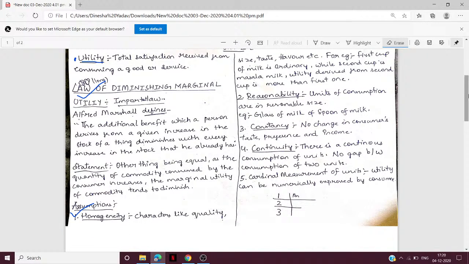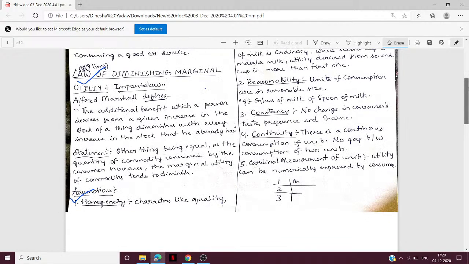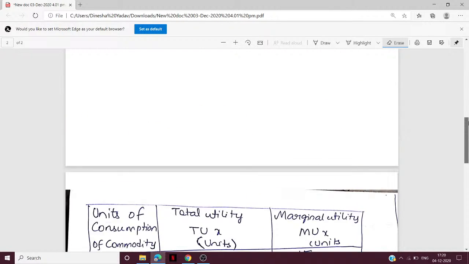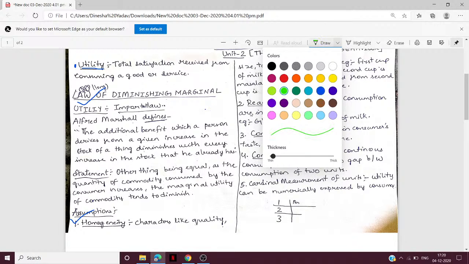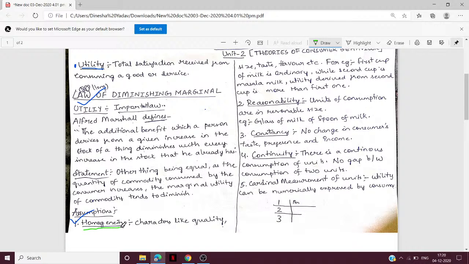See, for the essay, first we should write the definition. Next is the statement. After that, you should write assumptions. For assumptions, I have given 5 simple assumptions which are very important. First is homogeneity. What is homogeneity? Homogeneity is nothing but similar products. Homo means similar products. Remember students, homo means similar products.